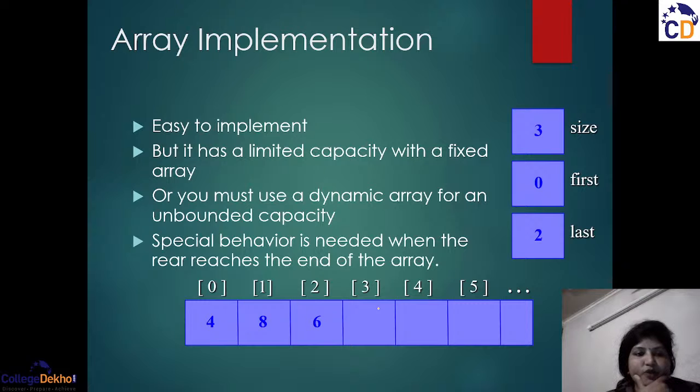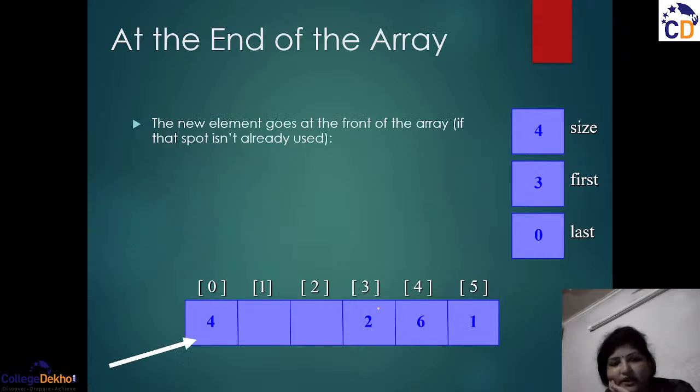Or you must use a dynamic array for an unbounded capacity. You may say the size of an array you have not defined, you are just defining it by changing the global variable, or you are changing the size. Special behavior is needed when the array reaches the end of the array, like this would be a different scenario when you have used all the indices, when you have used all the space.